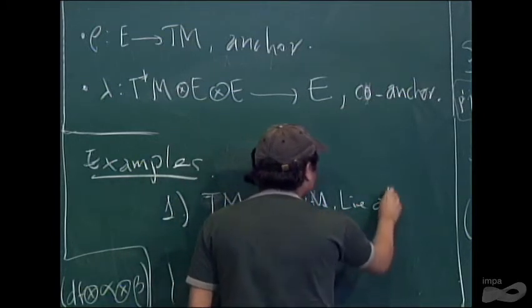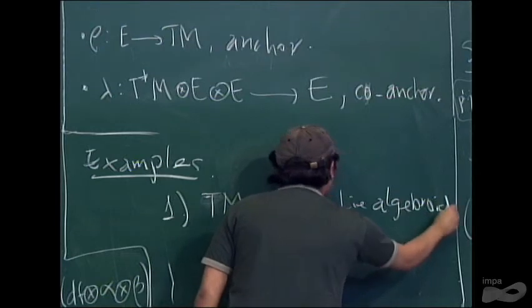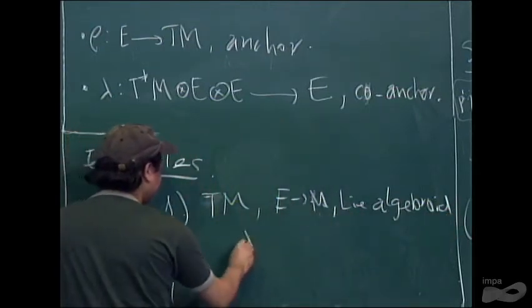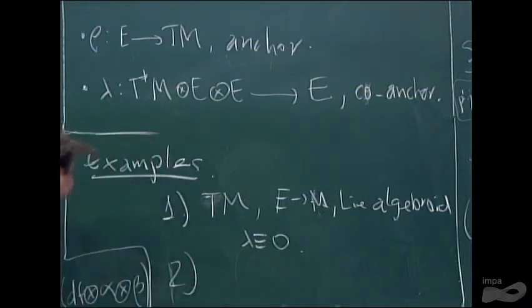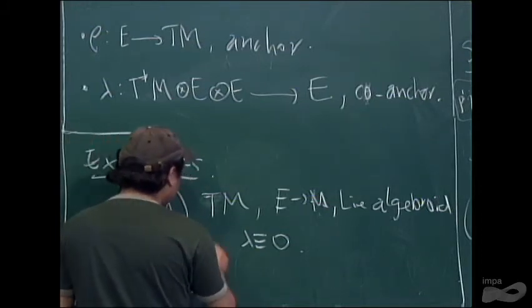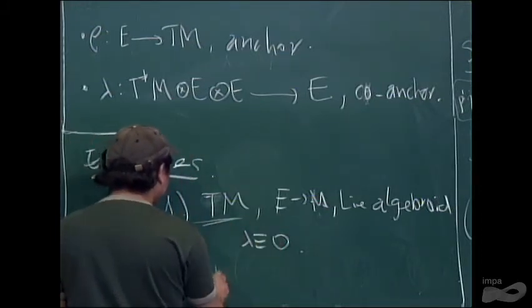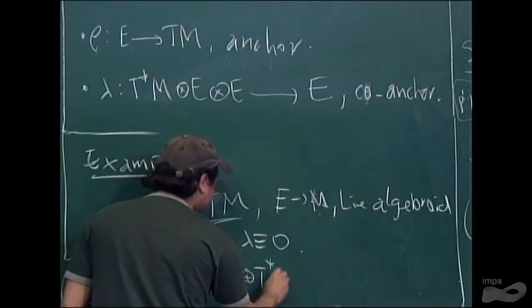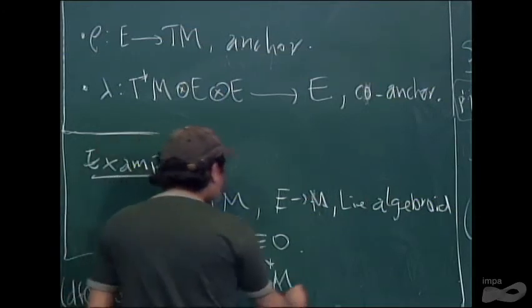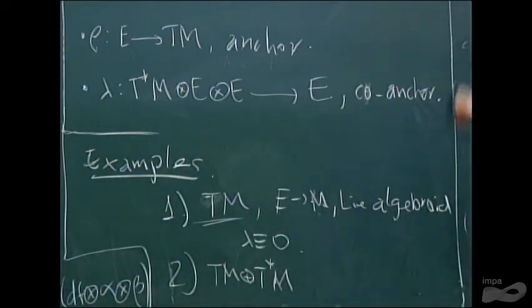A Lie algebroid is an example where the anchor is identically 0. But you don't want to know the examples that you already know. So the other classical example are the Courant algebroids. The analog of this example is you take T of M plus T star of M. This is the generalized tangent bundle. And then you put this bracket here, the Courant bracket, on it.